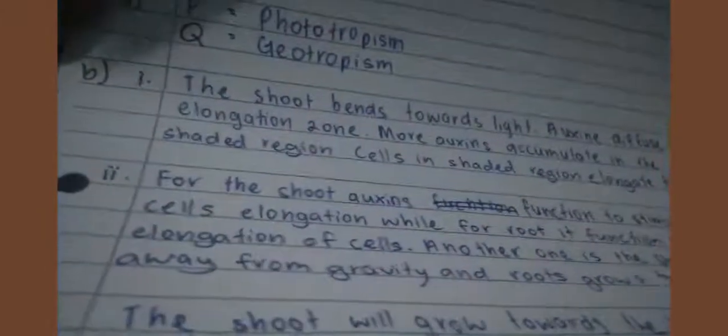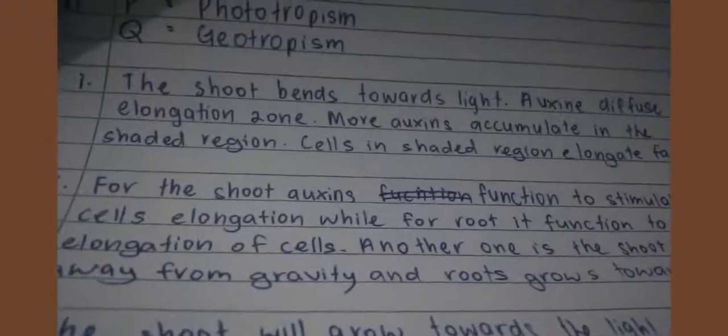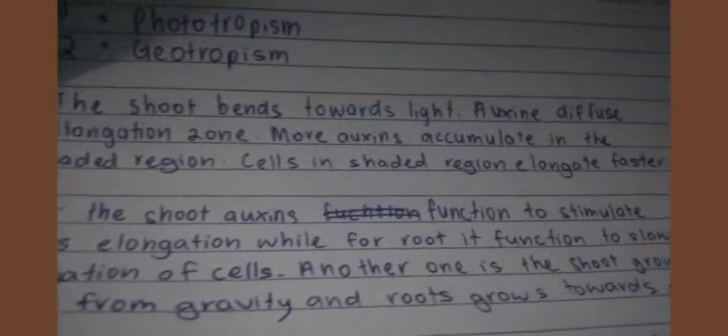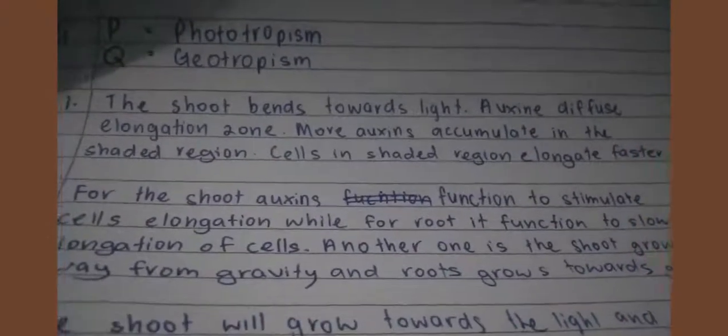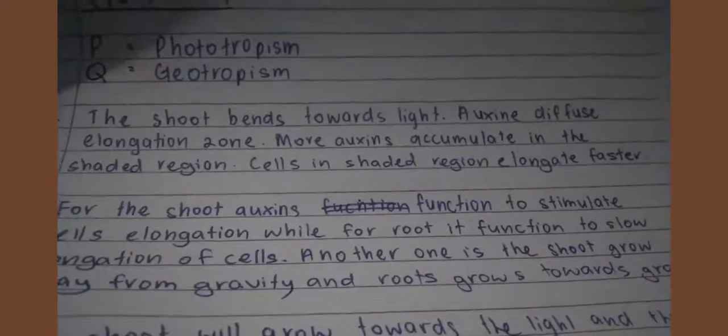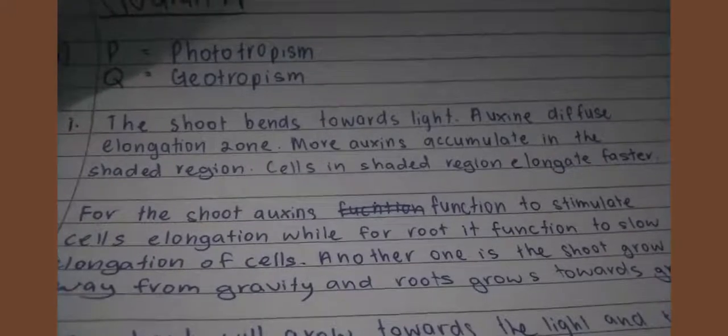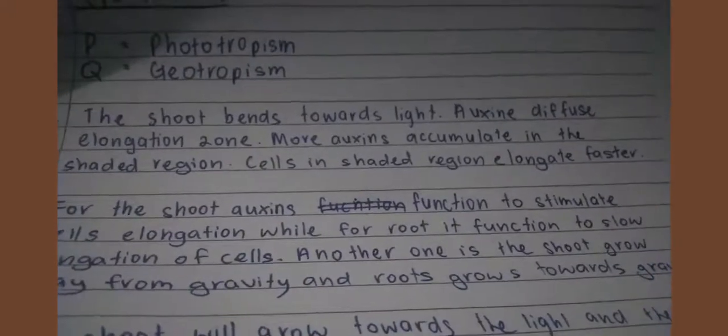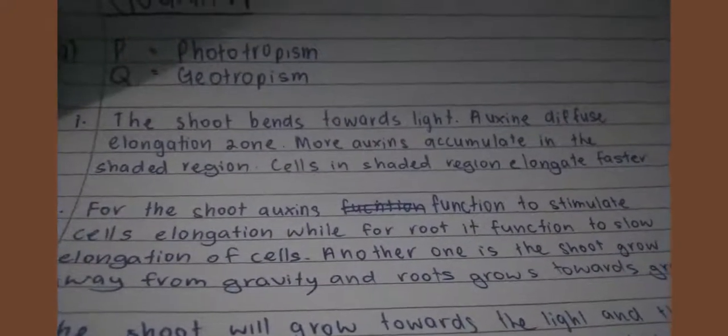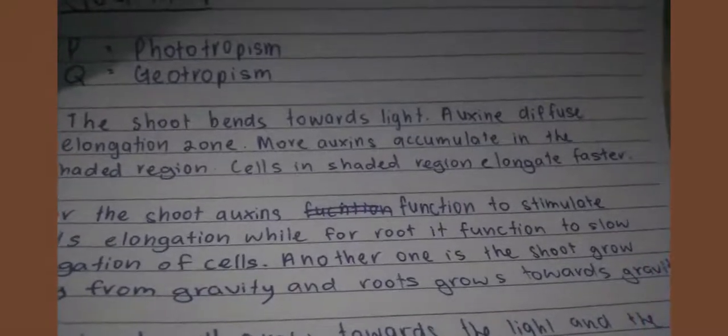Okay. So number 2. The answer is, for the shoot, auxin function to stimulate cell elongation, while in the root it functions to slow cell elongation. Another one is the shoot grows away from gravity and the root grows toward gravity.